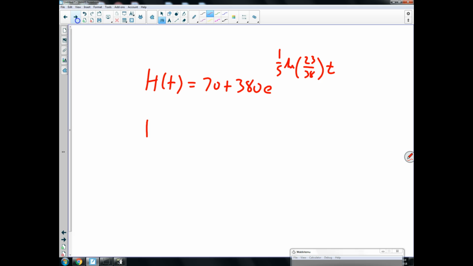So let's plug in 135 degrees here and see when it's safe to eat. In other words, solve for t. So what are you going to do? Subtract 70.